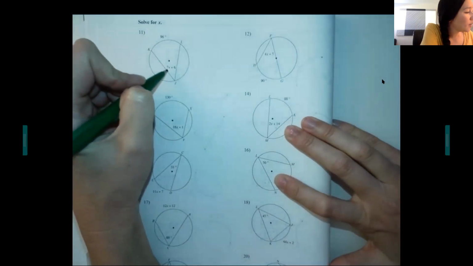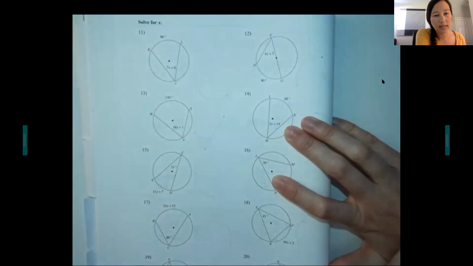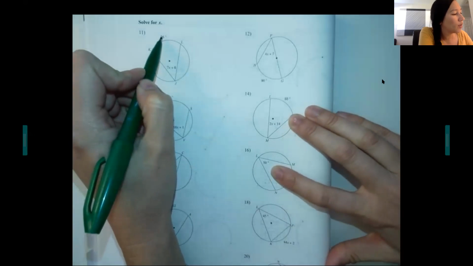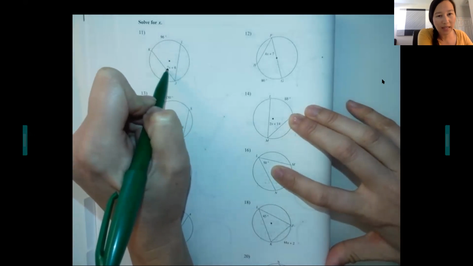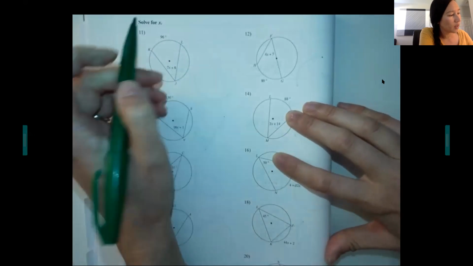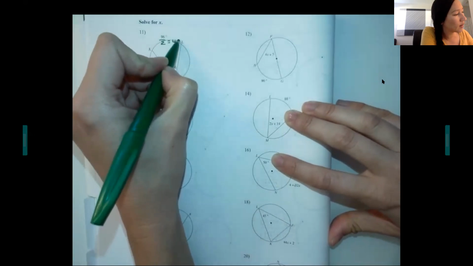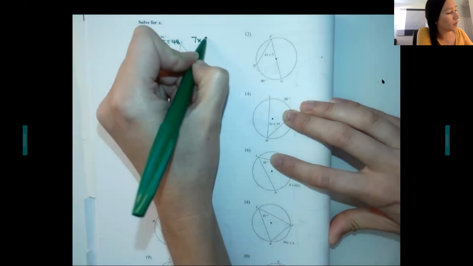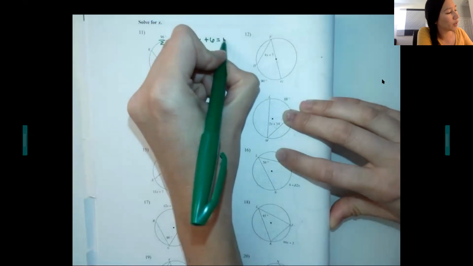So we know that our angle is 7x plus 6. We know that our arc is 96. So we need to set up an equation. There's 2 ways you could do it. You could either multiply the angle by 2, which seems like a little bit more work to me, or you could just divide the arc by 2. So I would divide this by 2, which would be 48. And then we know that 7x plus 6, our angle, equals half of this arc, which is 48.